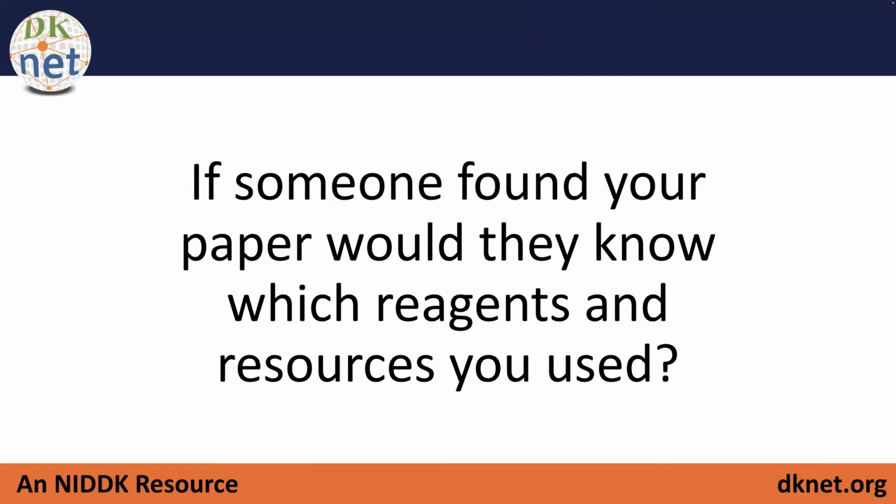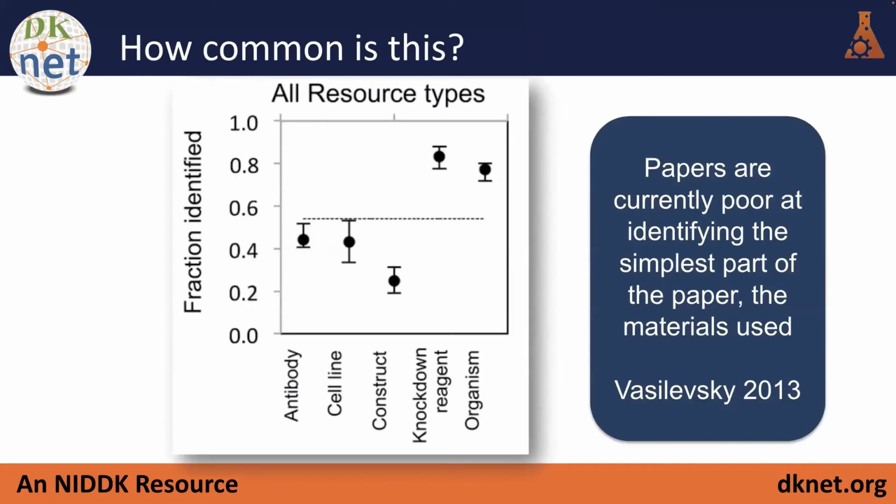So you can't actually figure out what was being used. How do you make sure that, when you have a published paper, you know which reagents and resources were used? Looking back at 2013 when we examined that, it was hit or miss whether you could identify antibodies, cell lines, and organisms with the information that was included in papers at that time.